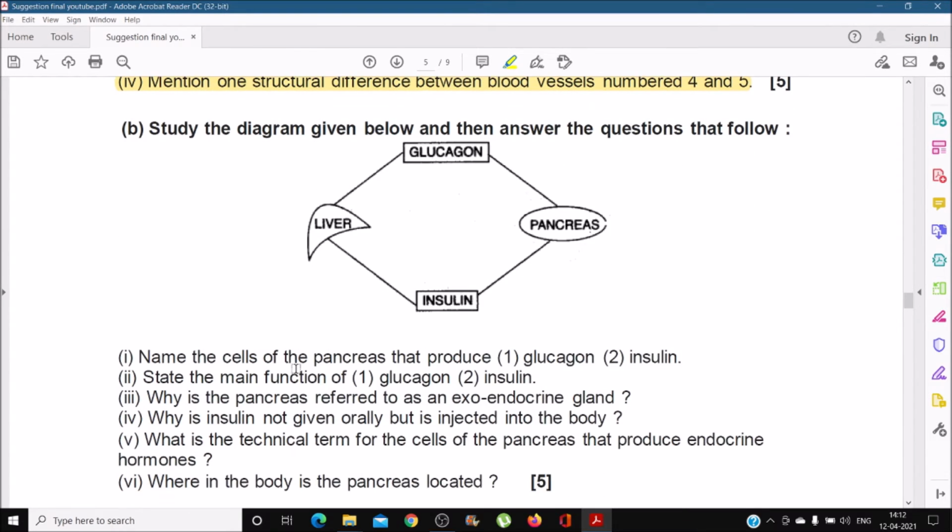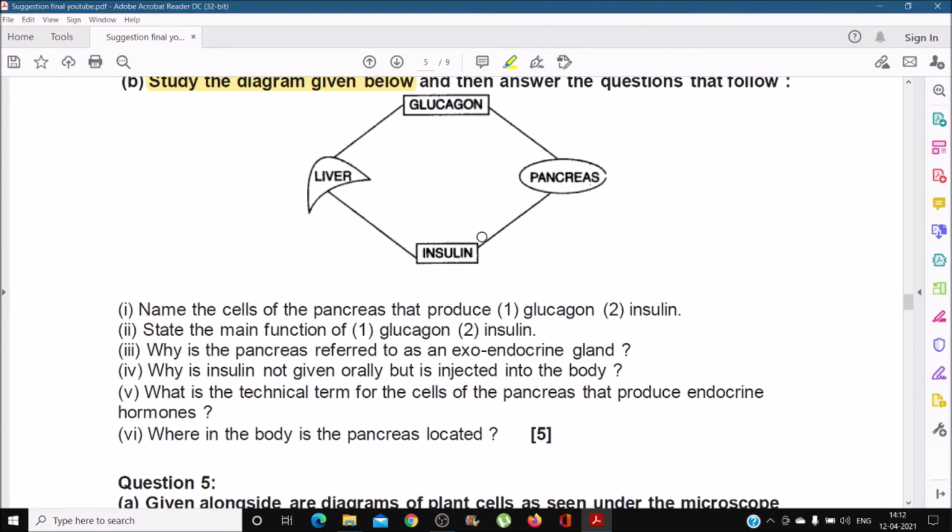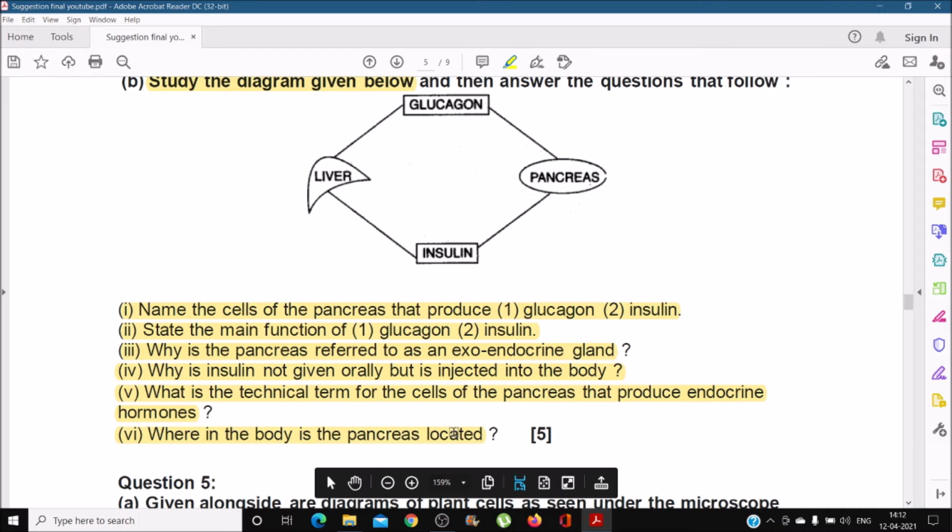Now again, next question. This is again a diagram: glucagon, liver, insulin, pancreas. Now name the cells of the pancreas that produce 1 glucagon, 2 insulin. State the main function of glucagon and insulin. Next, why is the pancreas referred to as an exo-endocrine gland? Next, why is insulin not given orally but is injected into the body? Next, what is the technical term for the cells of the pancreas that produce endocrine hormones? Next, where in the body is the pancreas located?